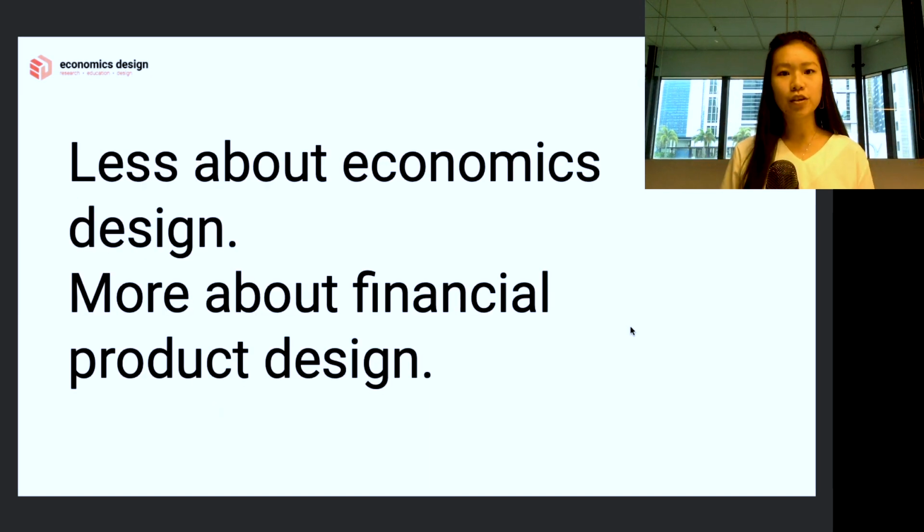The biggest difference between BarnBridge and the other episodes that we've been covering is that this is absolutely less about economics design and more about financial product design. We're going to talk about why in a bit as we understand what BarnBridge does. But bear in mind that this is more about financial product design and engineering than economics design. Sure, there are economics involved in the design of these financial products, but it's a different kind of economics. It's more financial economics in the design of the product.